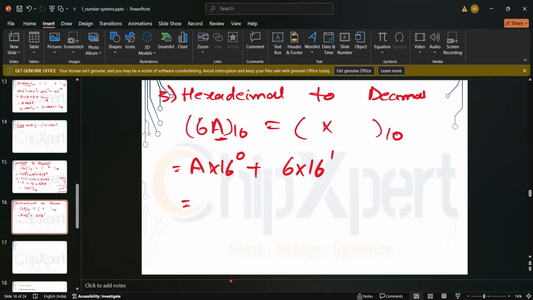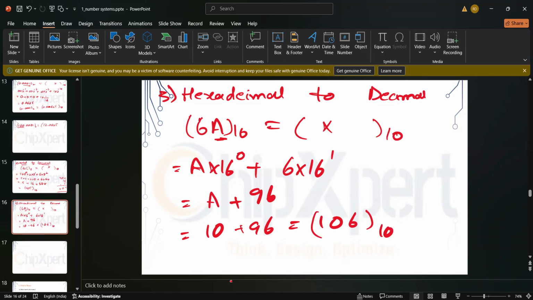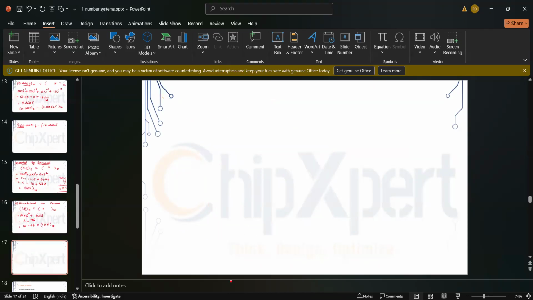That means 16 power 0 is 1, right? That means A plus 16 into 6. 16 6s are 96, right? What is A? A is nothing but 10, plus 96, that is 106. So this is the representation of decimal number. Like this, we are going to convert any number to decimal number. If you want to convert any number to decimal number, we'll follow this procedure.